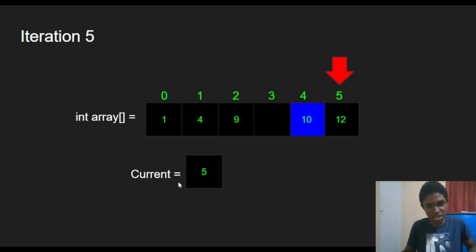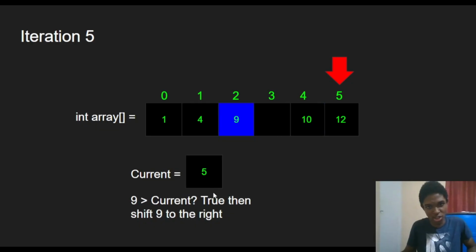So now guys, we still have values remaining, so we'll say, is 9 greater than our current? True. Then shift 9 to the right.